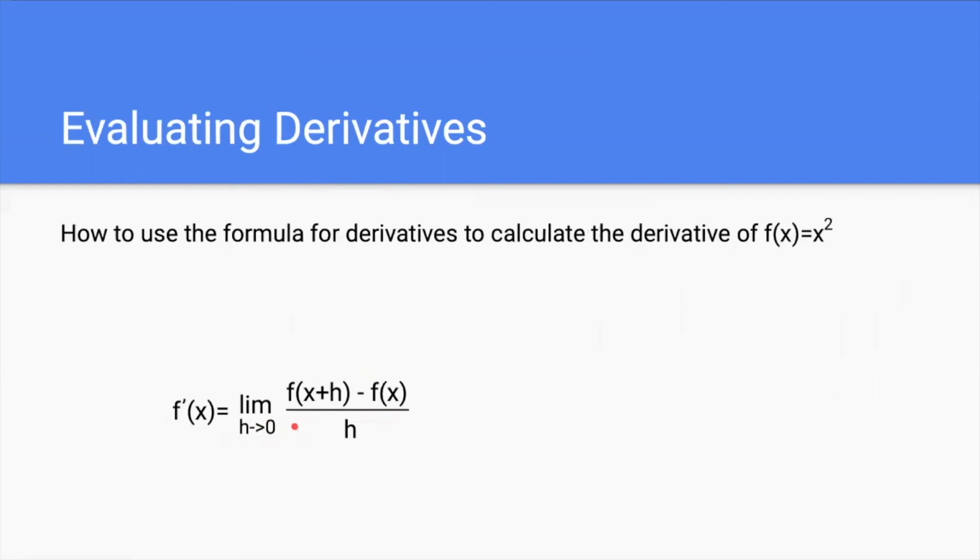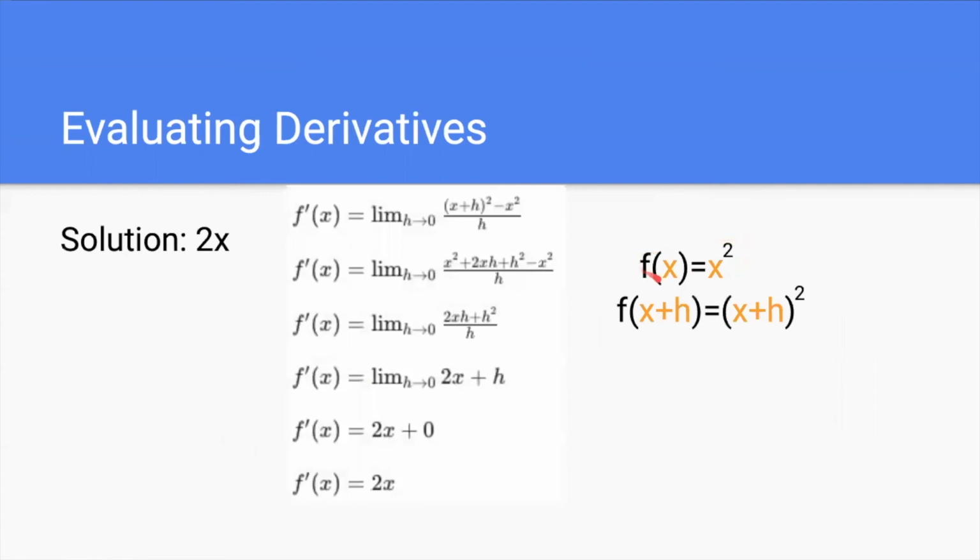All right, so how do we use this formula? So if you want to calculate the derivative of f(x) = x², here's what you do. So first you determine f(x+h) and f(x). You know that f(x) is equal to x², they gave you that. So that means that f(x+h) is equal to the quantity (x+h)². And then you plug those values into your formula.